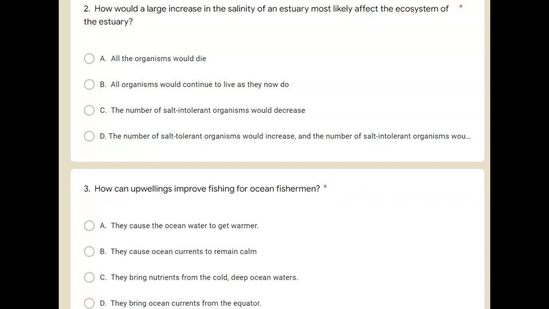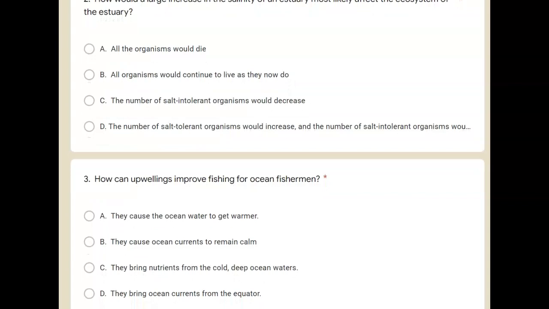Number 3. How can upwelling improve fishing for ocean fishermen? A. They cause the ocean water to get warmer. B. They cause ocean currents to remain calm. C. They bring nutrients from the cold, deep ocean waters. Or D. They bring ocean currents from the equator.